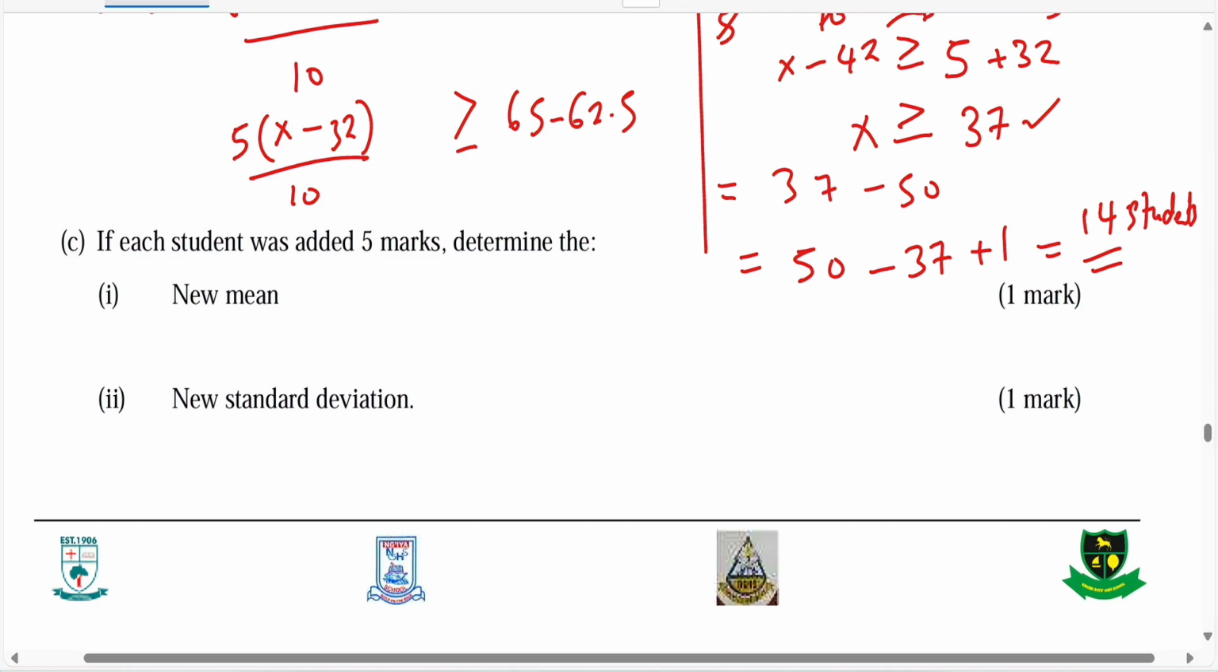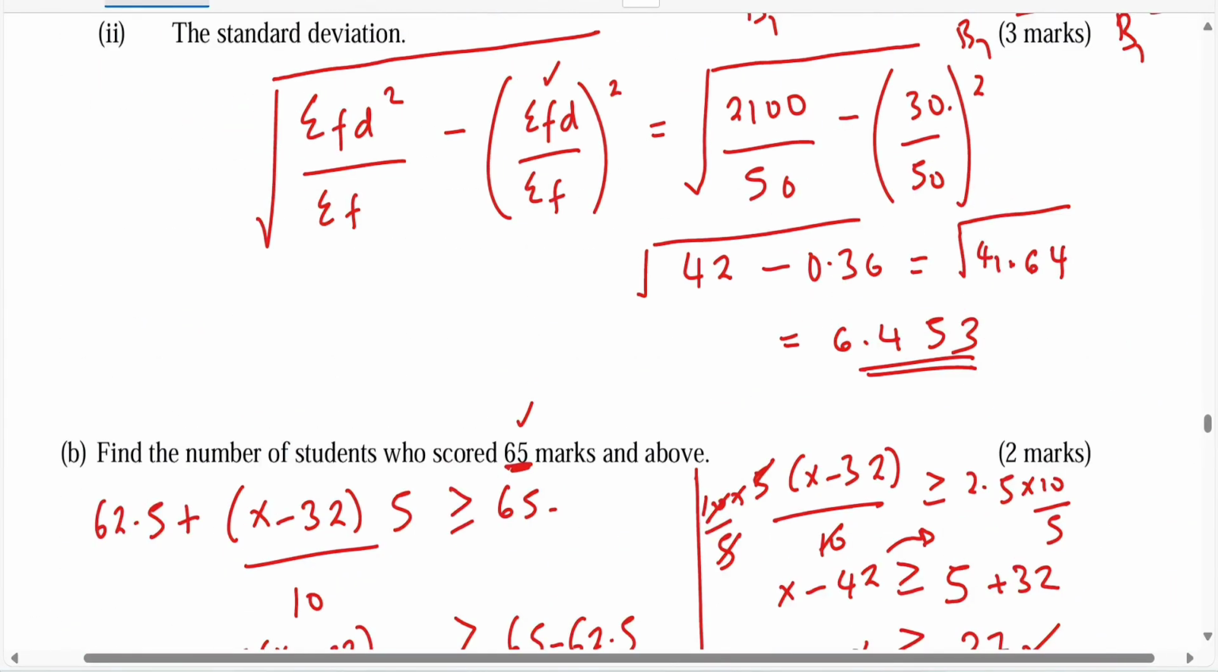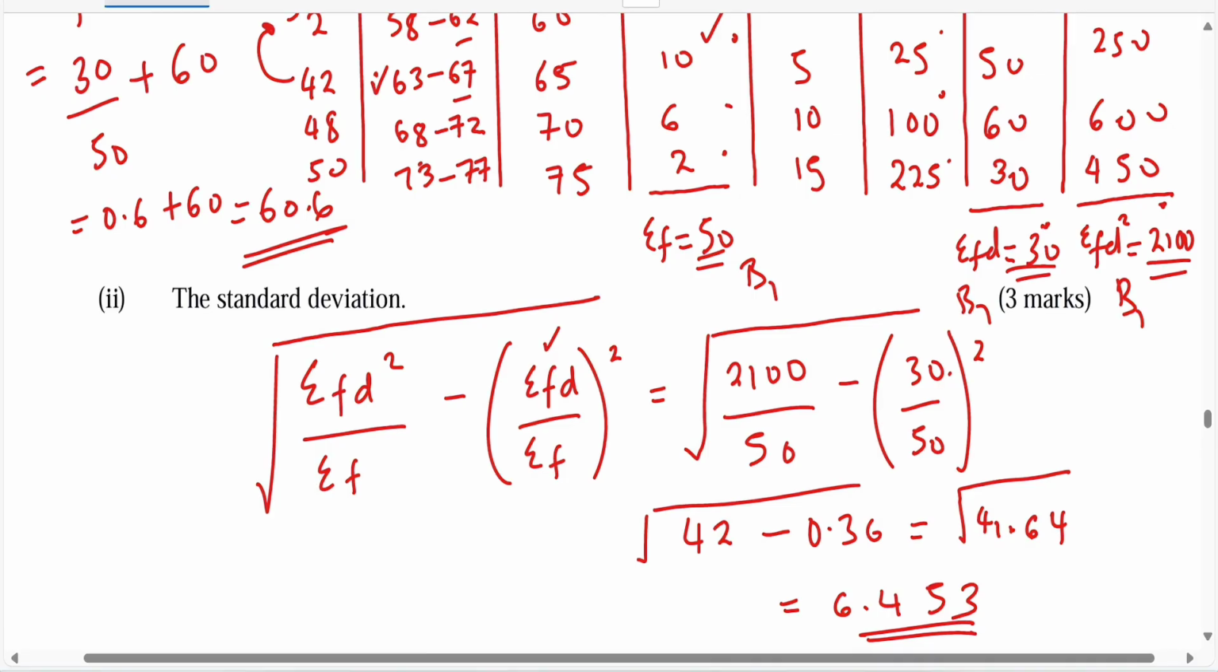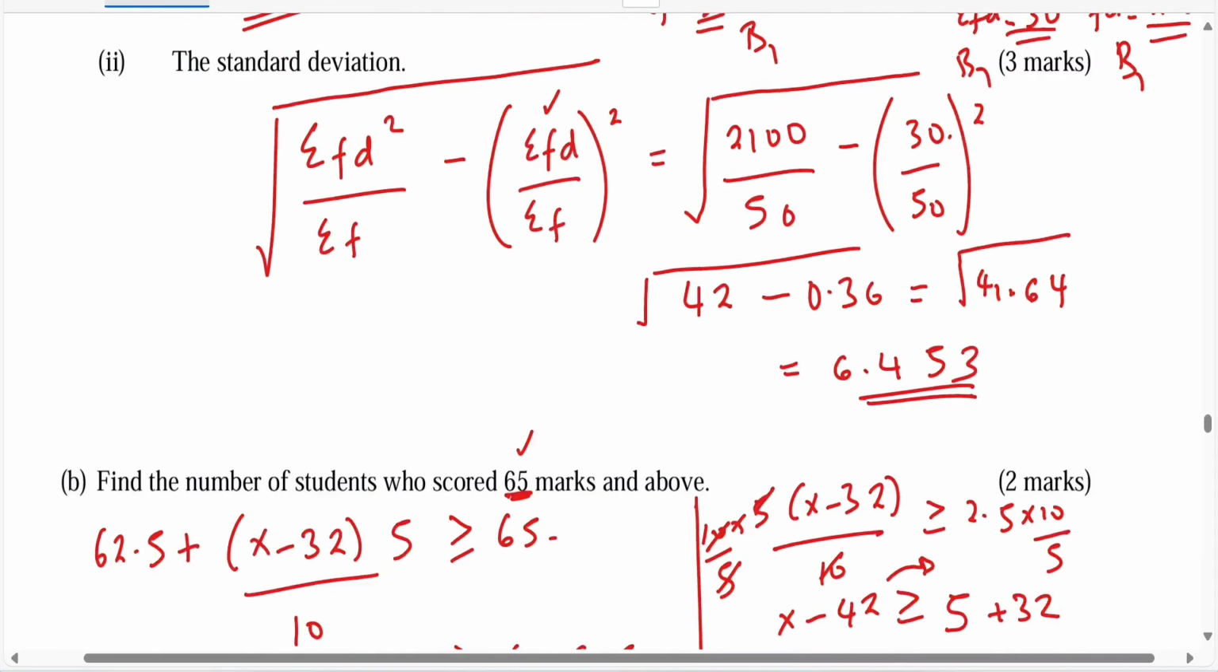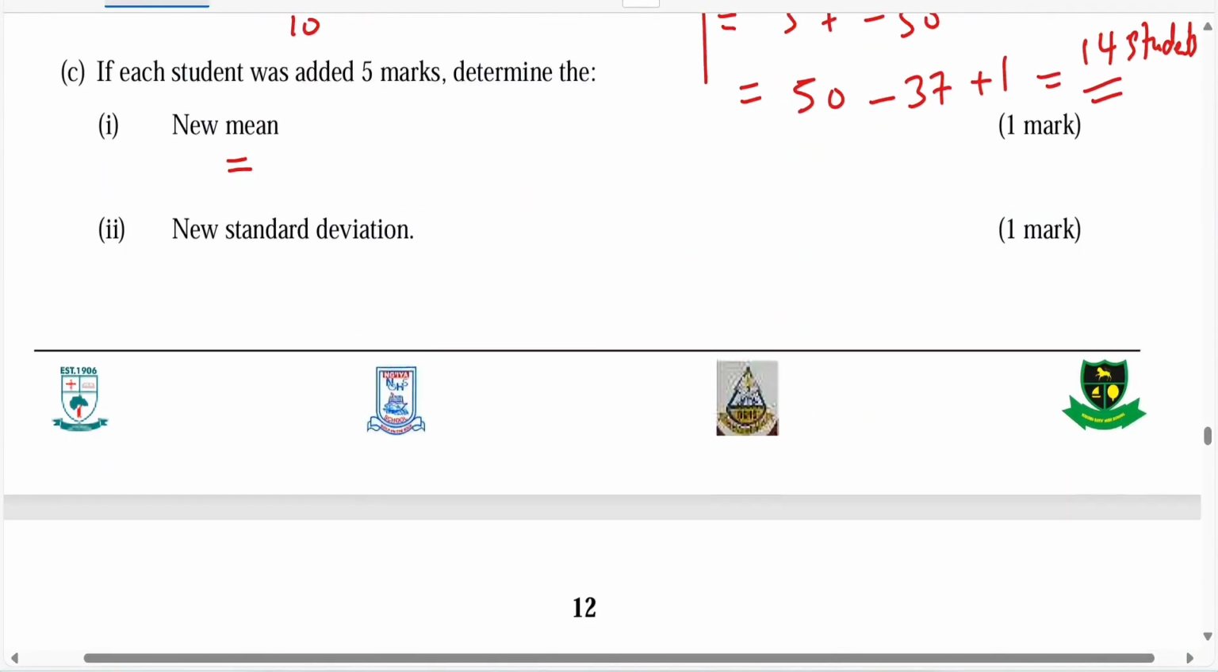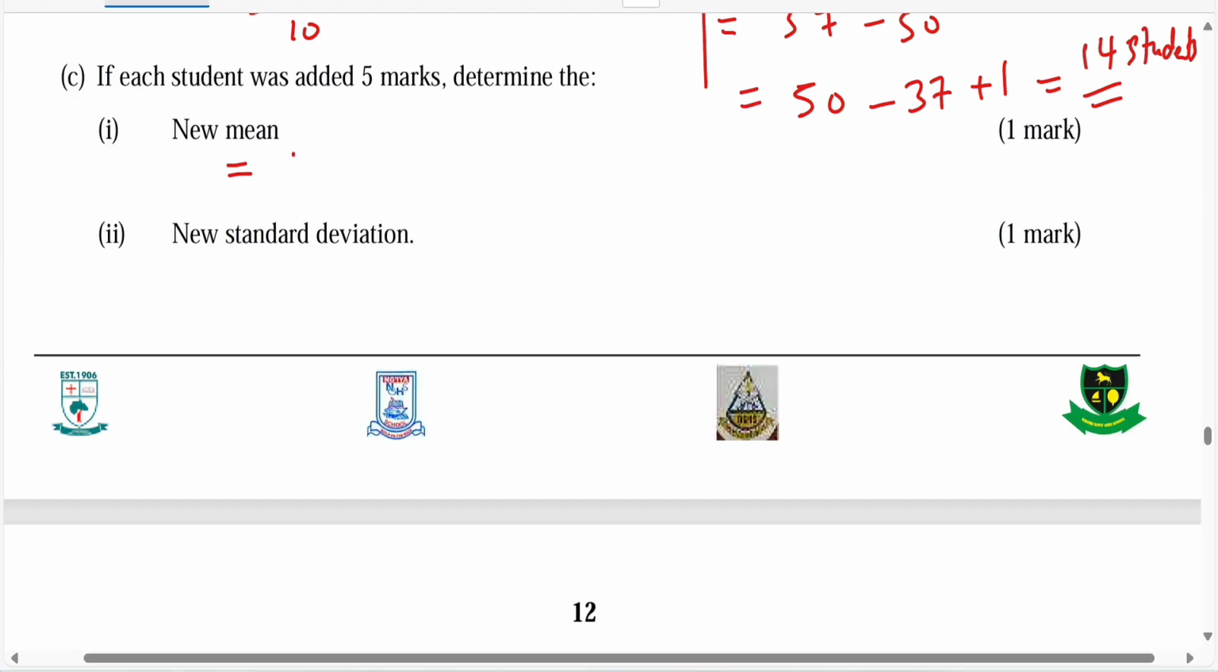Question C says, if each student was added 5 marks, determine the new mean. So the new mean is very easy. Since it's 5 marks, you take your original mean, which is 60.6. Since every student was given 5 marks, your mean will just be increased by 5. You just add 5 to your mean, which gives us 65.6.